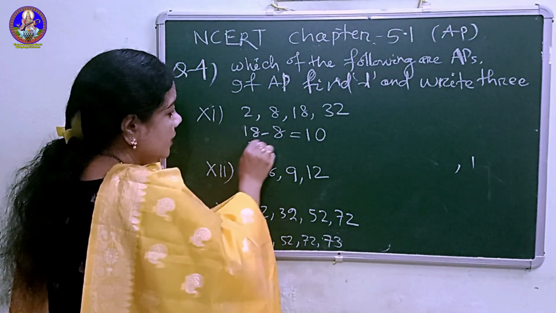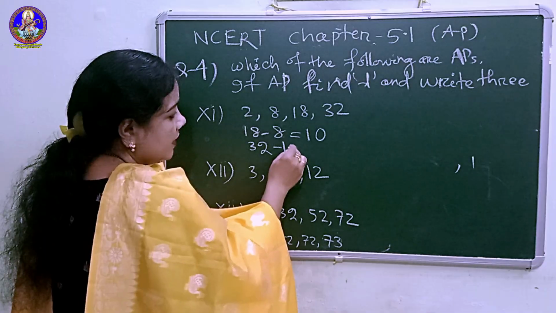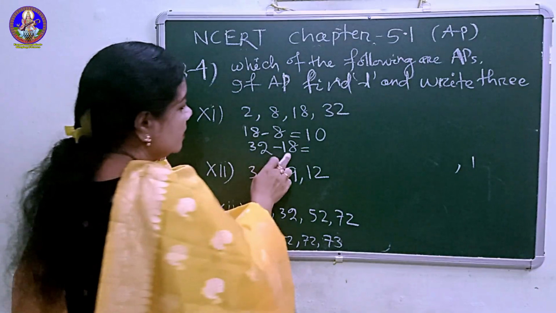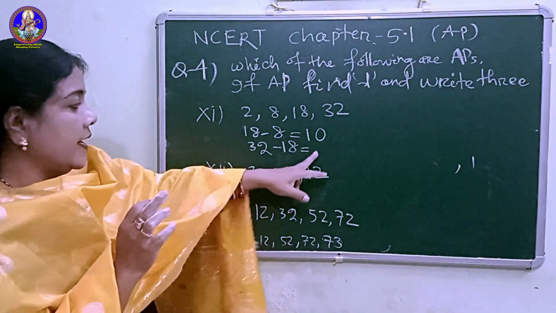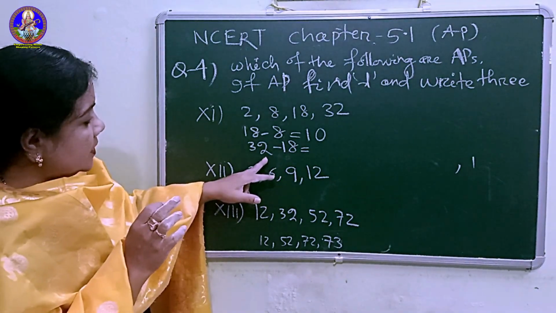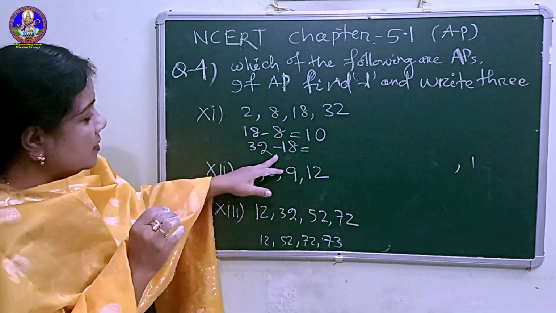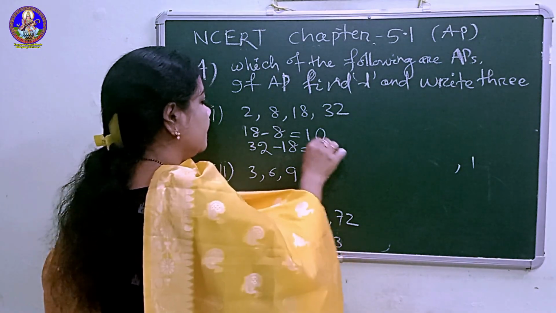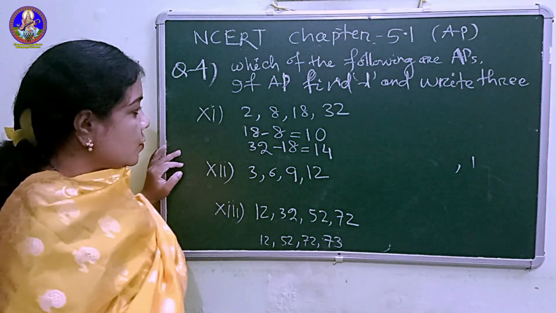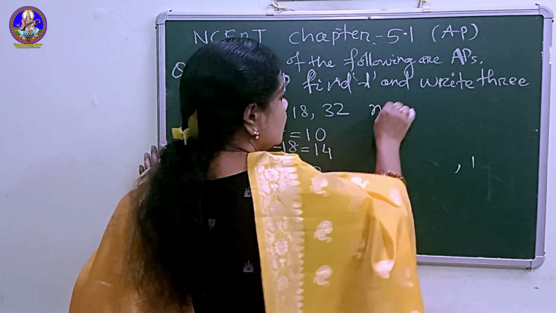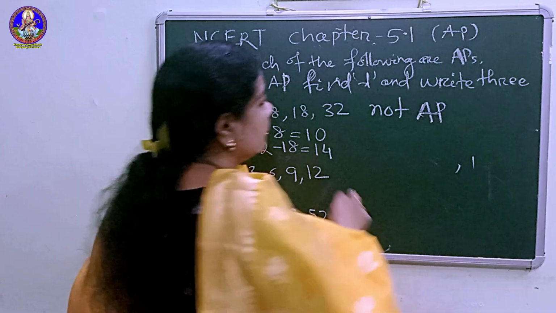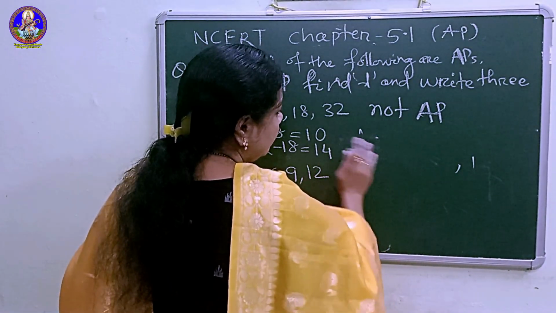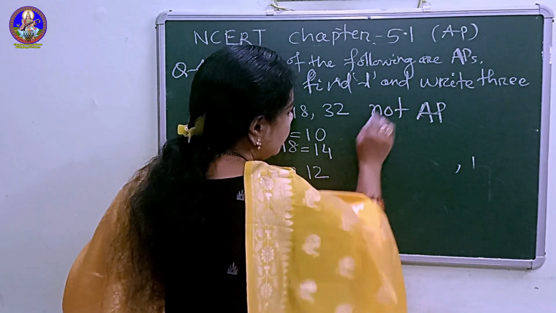Now 32 minus 18, how much is it coming? It is not 10, so it is not coming under AP. 32 minus 18 is 14. So this particular sequence is not an AP, because the common differences are not equal.